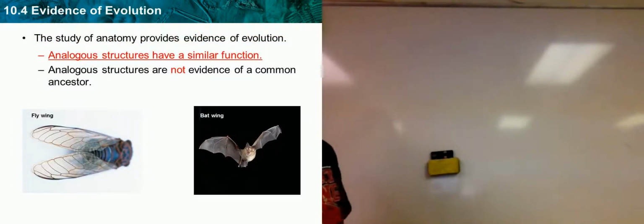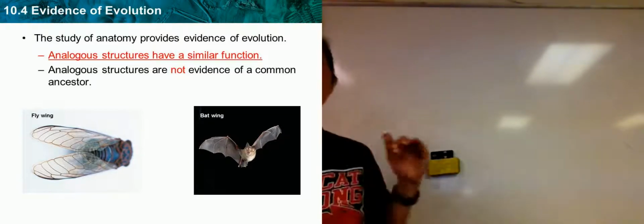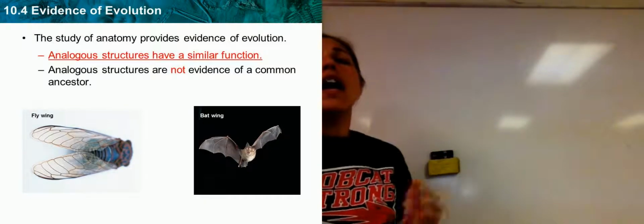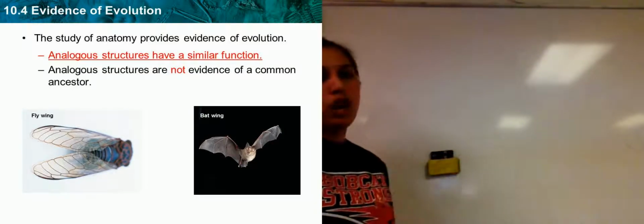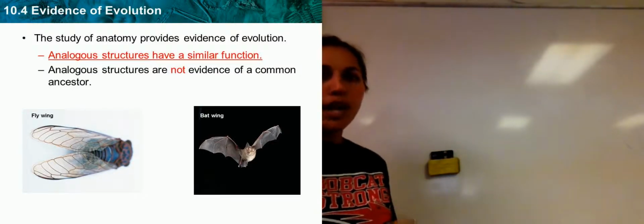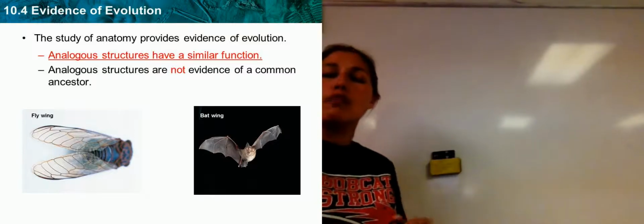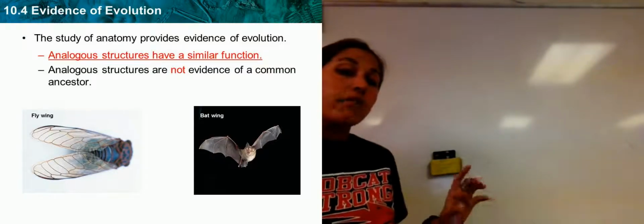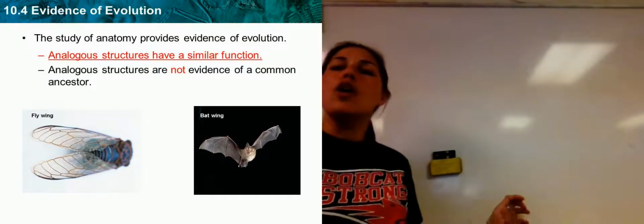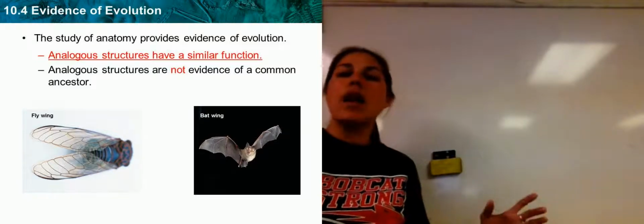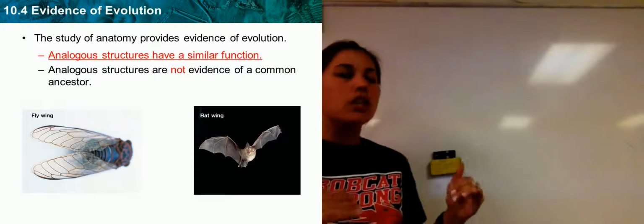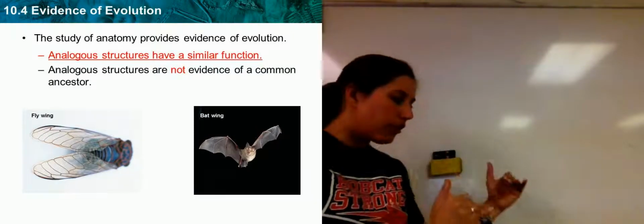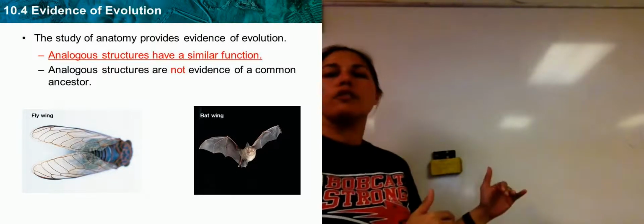The opposite of homologous in this case is now analogous. Analogous just means similar function, different structure. Okay? So if we look at a fly wing and a bat wing, they both do the same thing. They help each species fly. But are they built the same way? Absolutely not. So analogous structures, same function, different composition or different makeup.